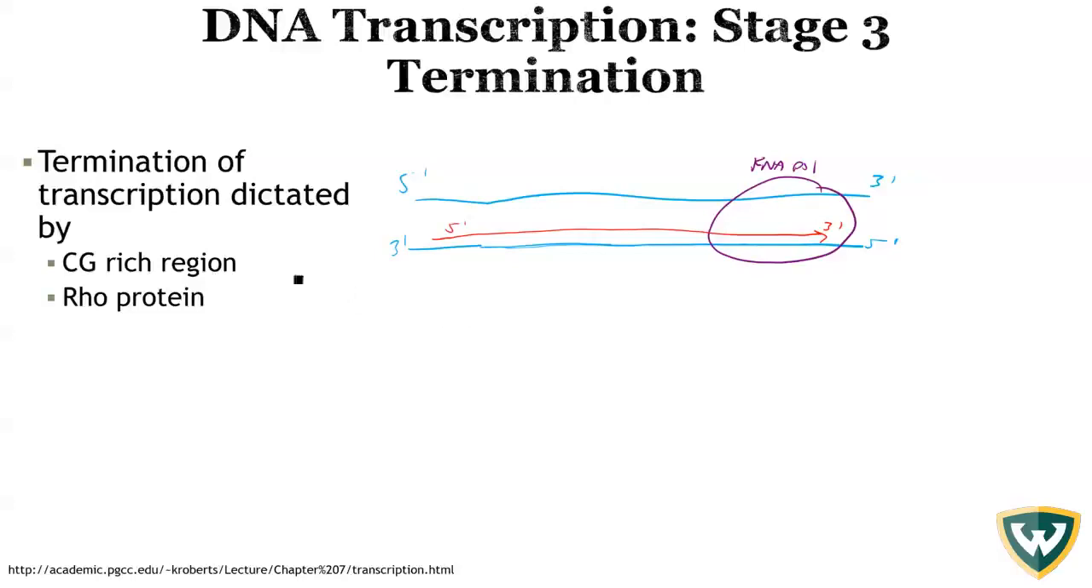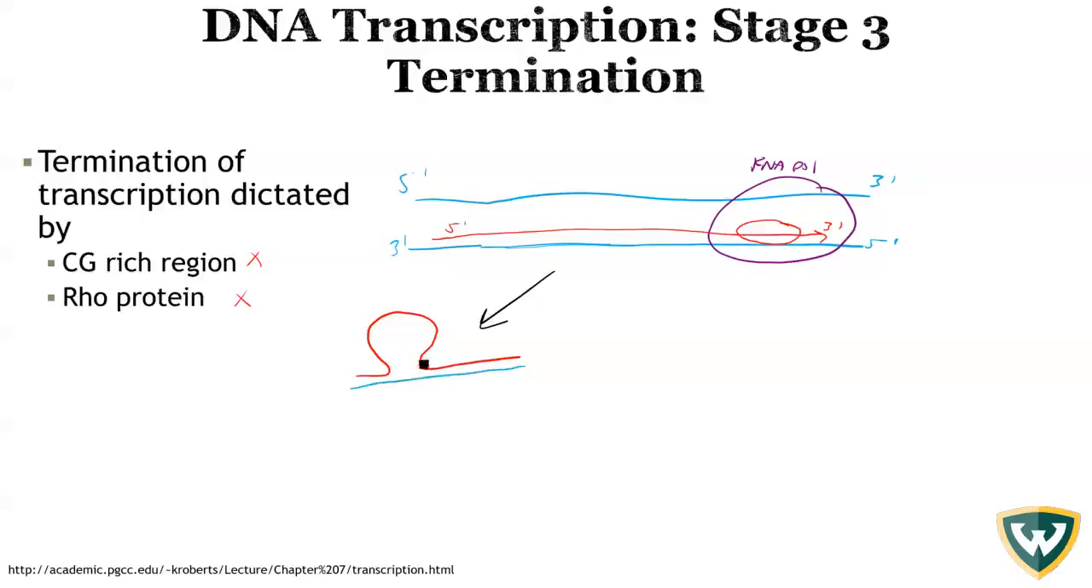And those two different methods are either a CG-rich region or a Rho protein. So what happens in a CG-rich region? Essentially, what's going to happen is that at the end of transcription, it becomes very CG-rich in this section here of the RNA. And this actually causes the RNA to loop itself on the DNA molecule. So it starts to pinch off.